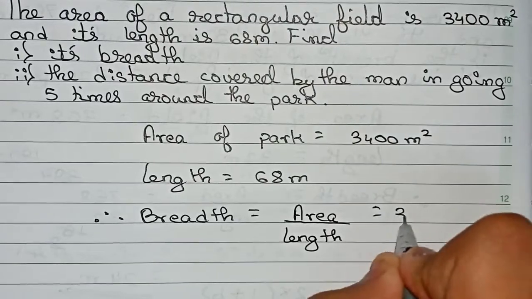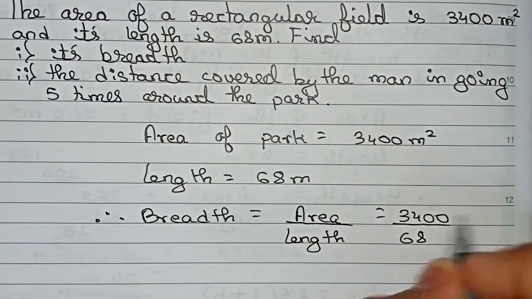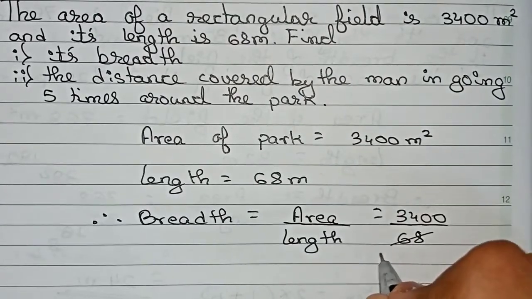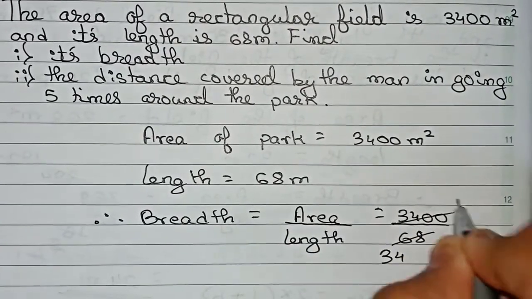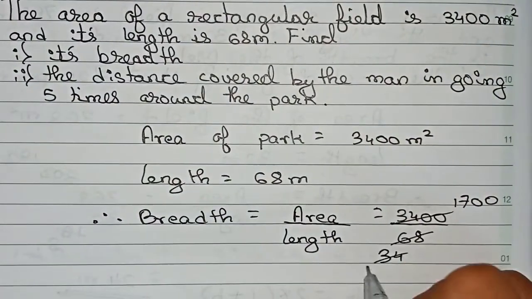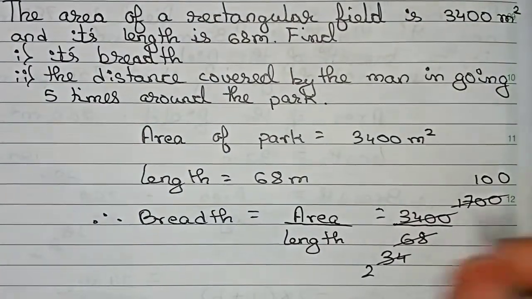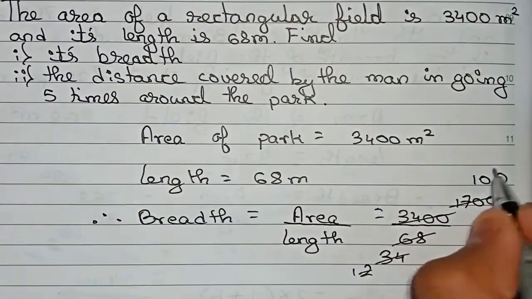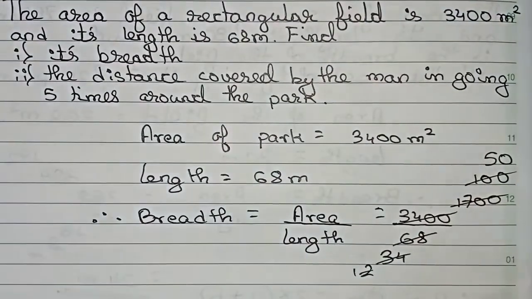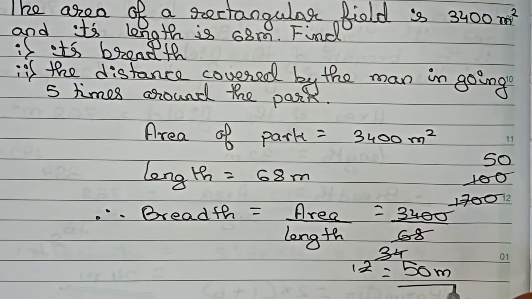So area is 3400 by 68. First we cut by 2, it becomes 34 and it becomes 1700. Now we cut by 17. So 17 2s are 34 and 17 hundreds are 1700. Now I cut 2 and 100, so it becomes 50. Therefore our breadth is equal to 50 meter.